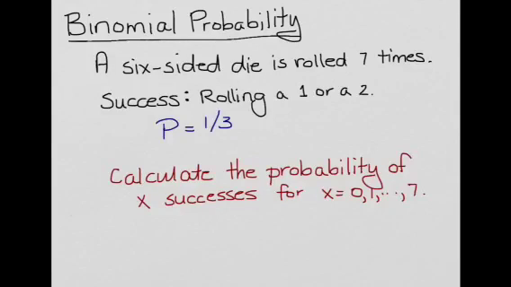In this video, we'll talk about how to compute binomial probabilities. So let's look at a problem where we have a six-sided die, and we'll say that it's being rolled 7 times. Now this is a binomial probability in part because we have a fixed number of trials.